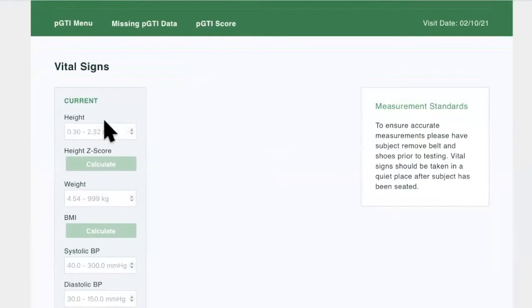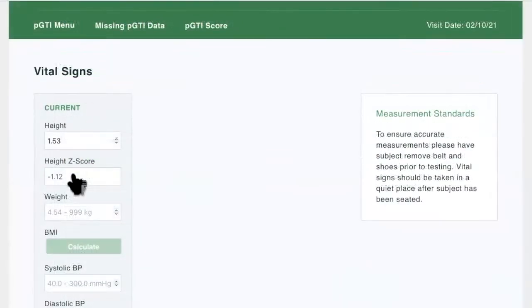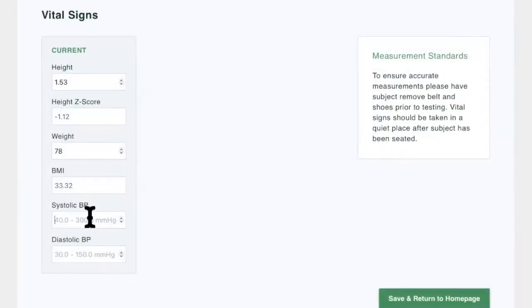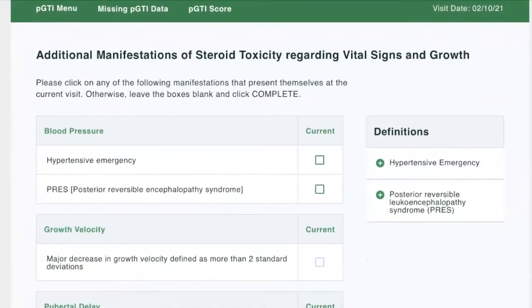The patient is 1.53 meters tall. The digital platform calculates the Z-score automatically. The patient weighs 78 kilograms. The patient's blood pressure is 144/92, despite being on lisinopril. And the vital signs are now complete.